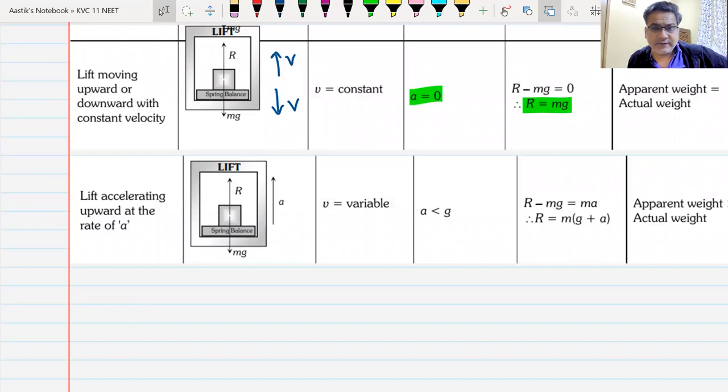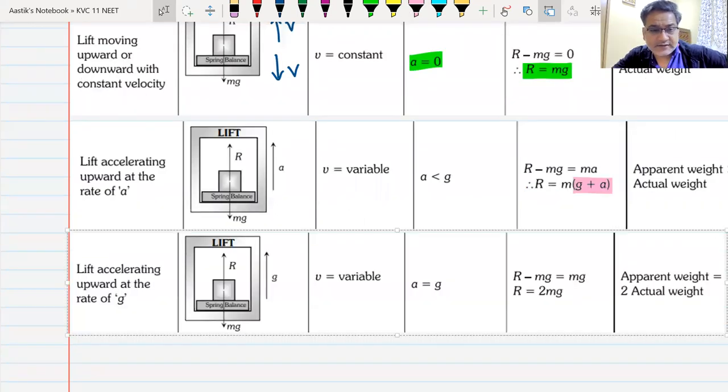Third case, the lift is moving up with an acceleration A, which is less than g. So when we have seen when we are moving up, we can replace g by g plus a. So the apparent weight, or the value of R, becomes m into (g plus a). Do we understand this? Yes, sir. Shall we move on?